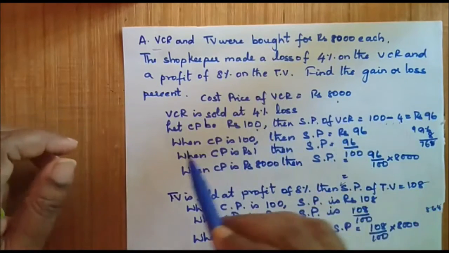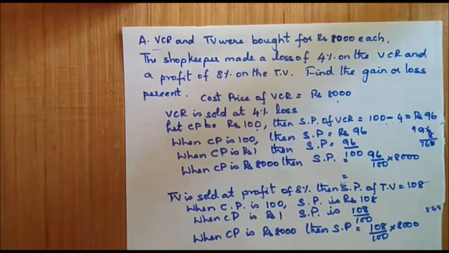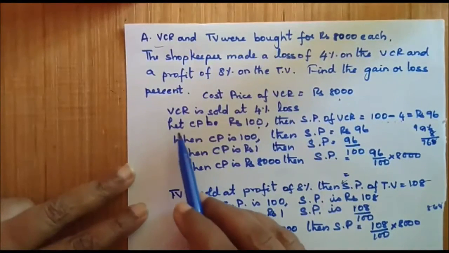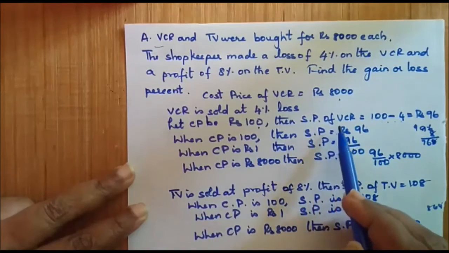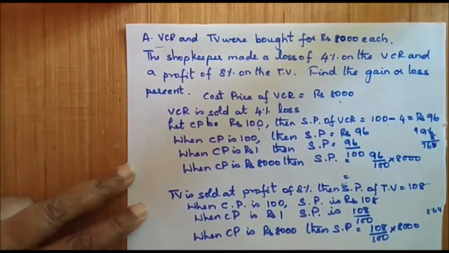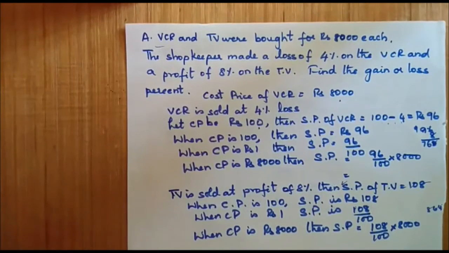equals rupees 96. So what you have to do here is, we have been given a TV and a VCR. Both of the value is 8,000. On VCR he had a loss of 4%, and on TV he has a gain of 8%. Now what we'll do is, let the cost price be 100. When the cost price is 100, selling price of VCR equals 96. How do we know? 100 minus 4 is 4%, isn't it?